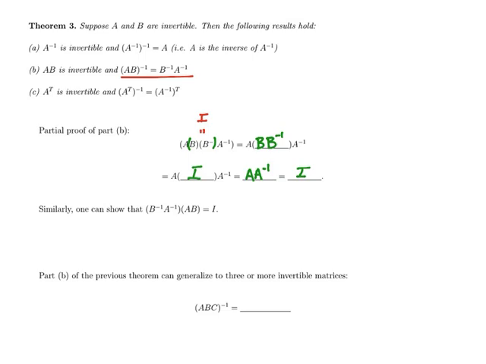And then we can generalize part B of the previous theorem to more than two matrices. So just like we did with the transpose, we can say (ABC) inverse is equal to C inverse, B inverse, A inverse. You just reverse the order of the matrices and then put the inverse on them.